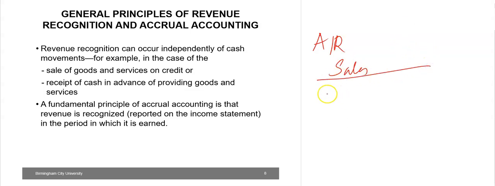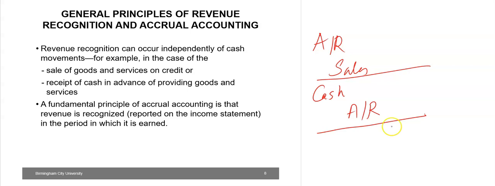For example, here we will have the entry as account receivable debit and sales credit. Later on, whenever cash is received from the account receivable, cash will be debited and account receivable will be credited. And we see that there is no mention of revenue in the second entry. It is recorded in the period in which it is earned. This is also consistent with the matching principle, where revenue should be recognized in the period in which it is earned.